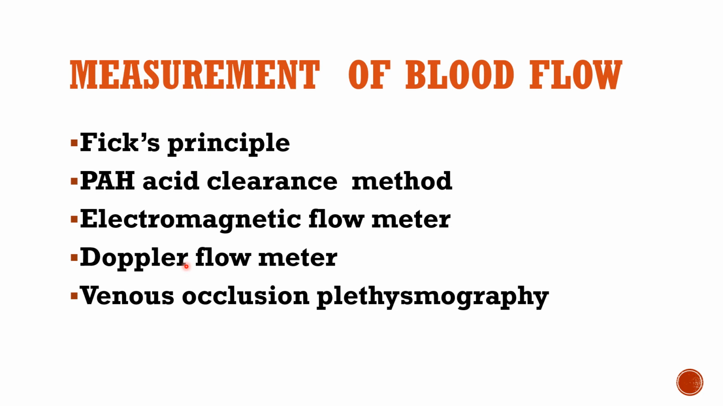And the last one is venous occlusion plethysmography. It is simple but crude. And it is based on the principle that if venous return of a part is suddenly obstructed, that part increases in size due to arterial flow. This increase in size is equivalent to the blood flow to that part. That is the principle. And the procedure is that the part of which we have to know the blood flow is enclosed in a watertight chamber connected to a volume recorder.